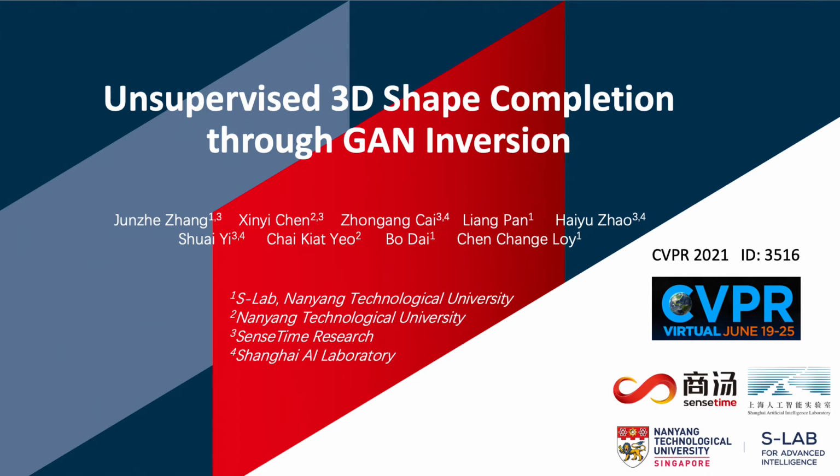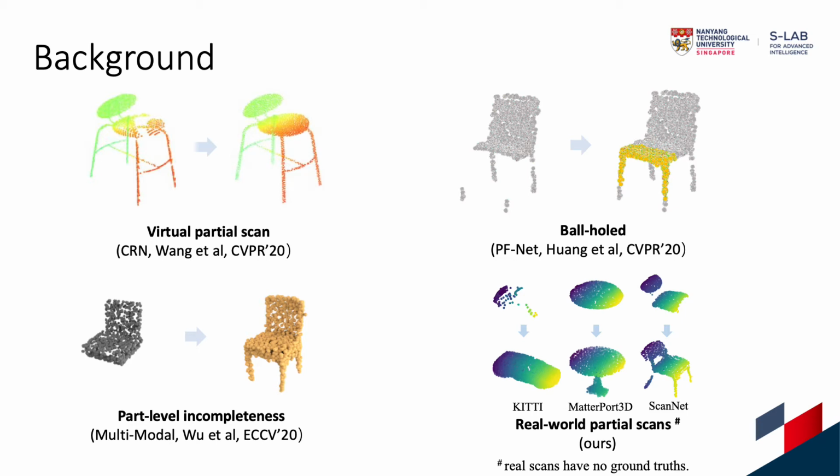We present unsupervised 3D shape completion through GAN inversion. 3D shape completion estimates the complete geometry from a partial shape, typically in the form of a partial point cloud. Most of the existing works are trained in a fully supervised manner with paired partial-complete data. However, partial forms usually come from different domains. While these methods achieve promising results for in-domain data, it's challenging for them to generalize to out-of-domain partial forms.